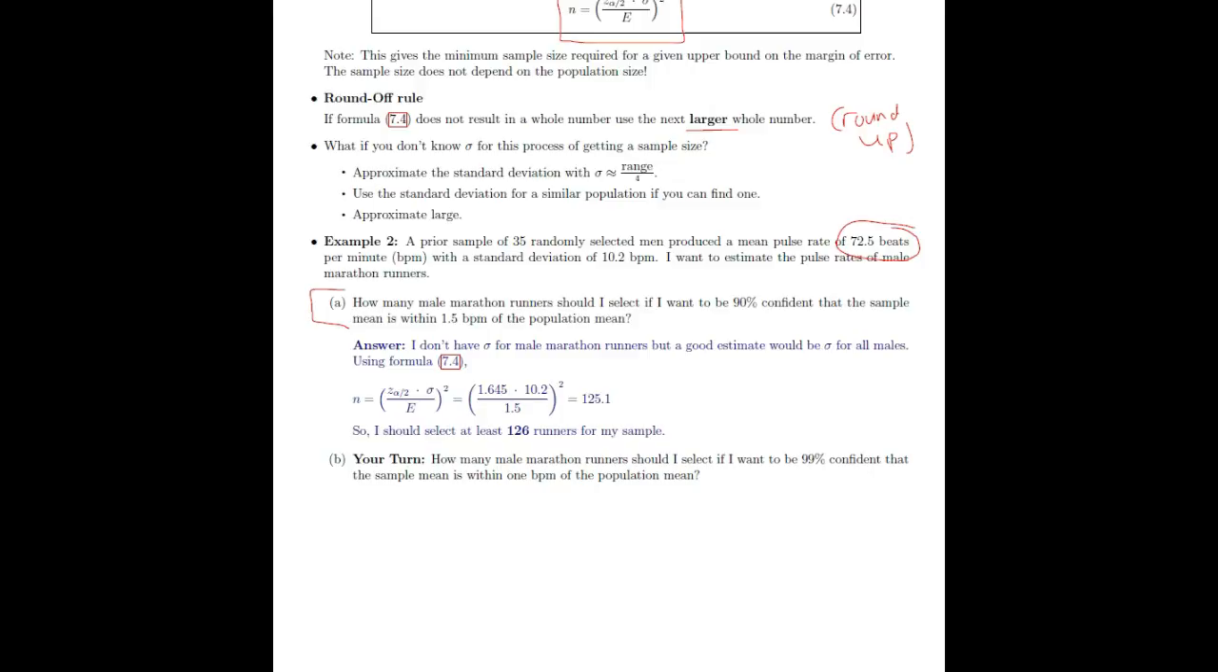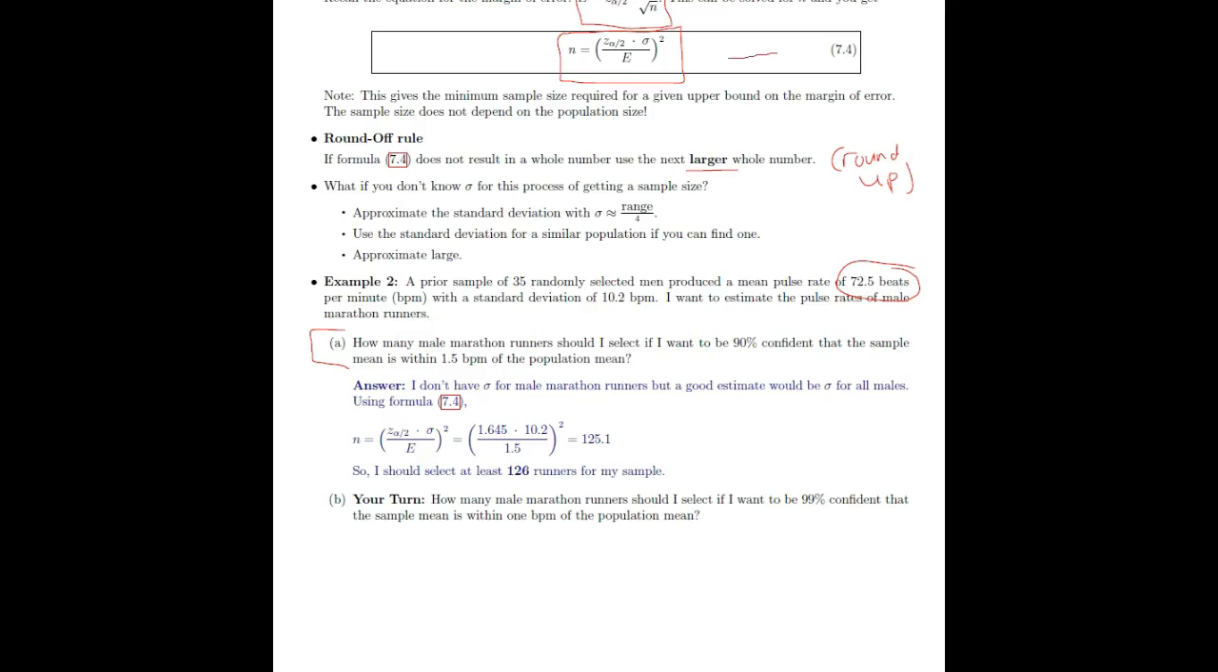Now, I don't have sigma for male marathon runners particularly, but a good estimate could be sigma for all males. The mean we would expect to be different, but sigma, the standard deviation, still could be a potentially good estimate for male marathon runners. So then we're going to use our formula up here to get that sample size. You're going to plug in z sub alpha over 2 times sigma divided by e, and you're going to take all of that and square it. So if we're looking at a 90% confidence level, we know that our z sub alpha over 2 is 1.645.